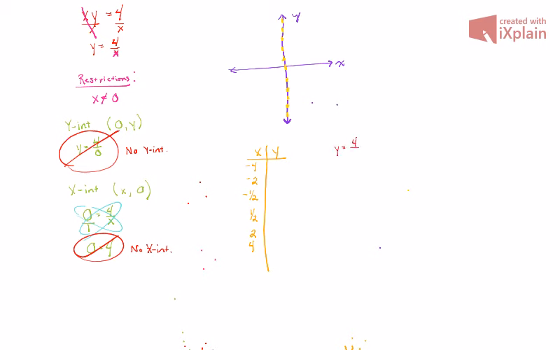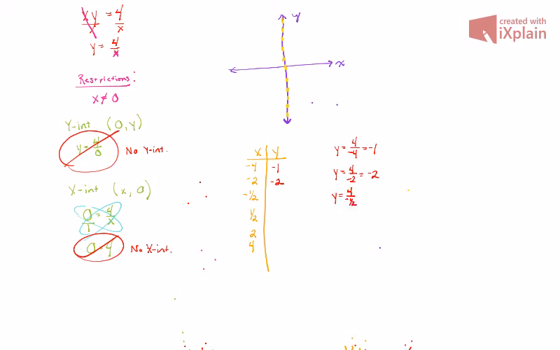So we have y is equal to 4 over -4, which becomes -1, so that will go in there. y is equal to 4 over negative 2. That gives us negative 2. y is equal to 4 over negative 1/2.